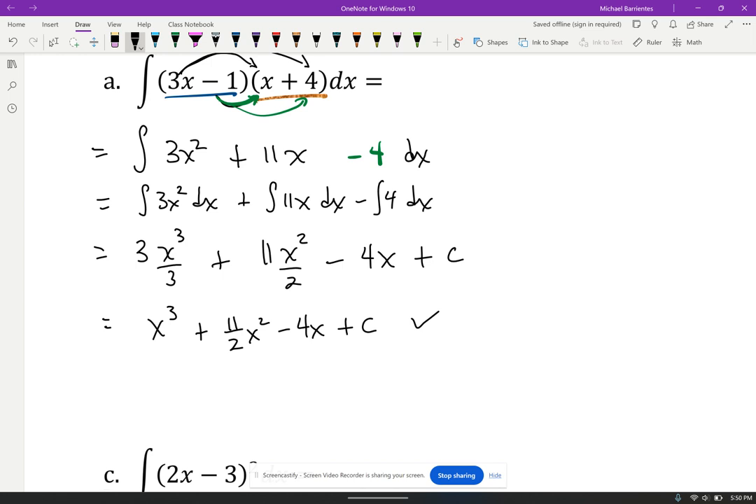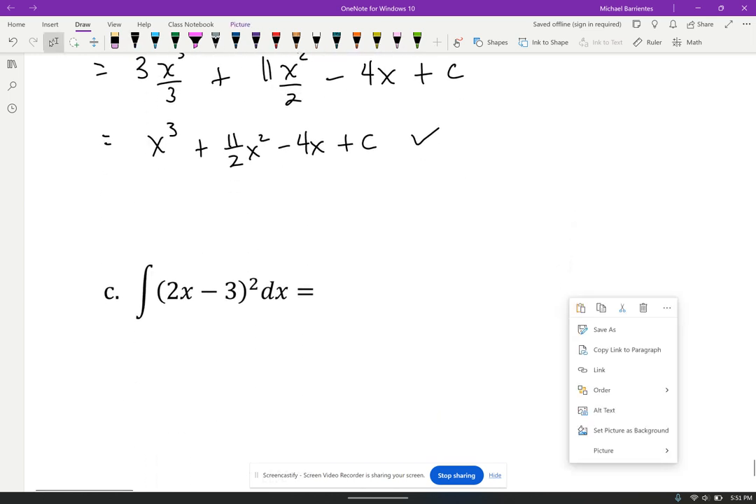But I couldn't have done that by taking the antiderivative of the first times the antiderivative of the second. No, I can't do that. Just like I can't take the derivative of the first times the derivative of the second. In derivatives, we have a special rule for that. In integrals, antidifferentiation, we don't have a special rule. So we need to rewrite it by multiplying everything out and then going from there.